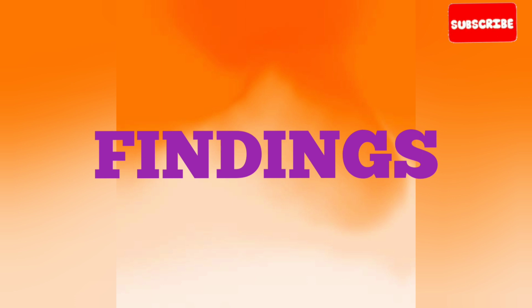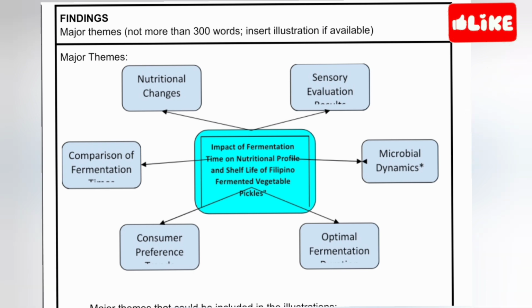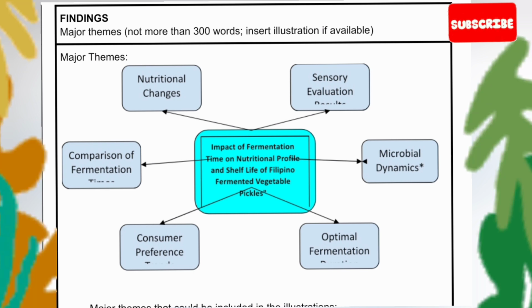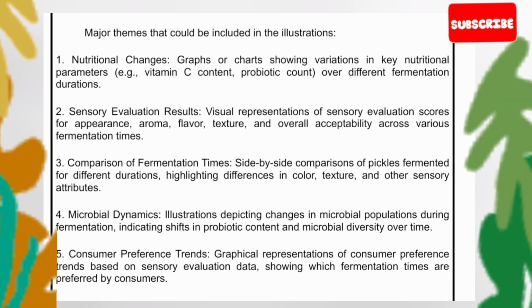Now, let's delve into the findings of our study, where we present the results and outcomes of our research efforts. Here's how we can structure it, drawing insights from the example provided. Start by highlighting the major themes or key findings that emerge from our analysis. This could include variations in nutritional parameters, sensory evaluation results, microbial dynamics, consumer preference trends, and optimal fermentation durations. By organizing our findings into major themes, we provide a clear and structured overview of the research outcomes.